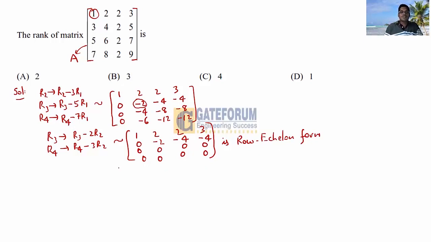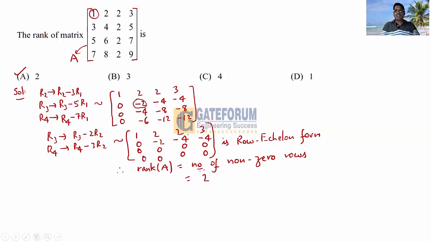Therefore, rank of matrix A is equal to the number of non-zero rows. A non-zero row means a row with at least one element not equal to 0. Such a row is called a non-zero row. So the rank of the matrix is 2. Answer is 2 accordingly, Option A. This is the end of the question.